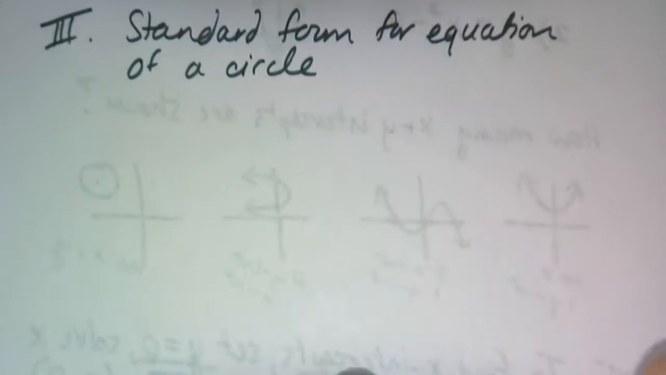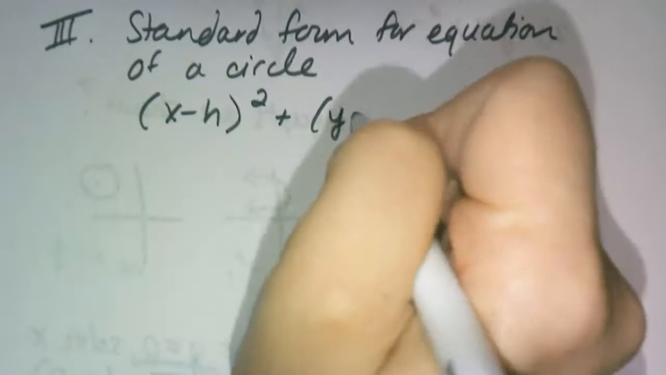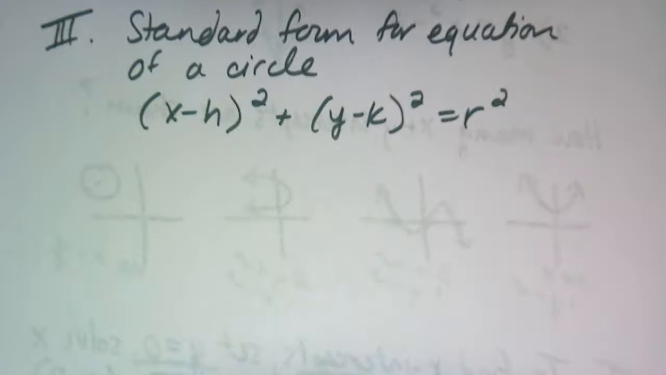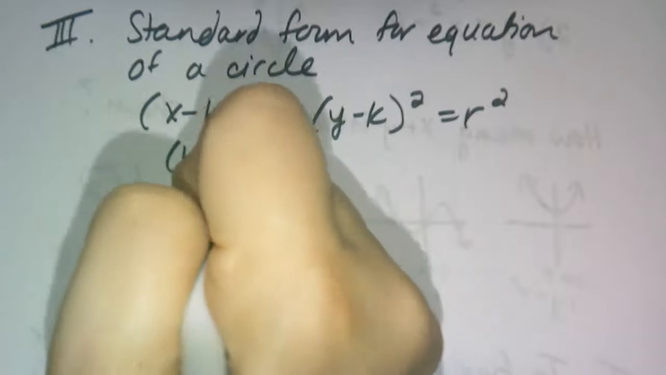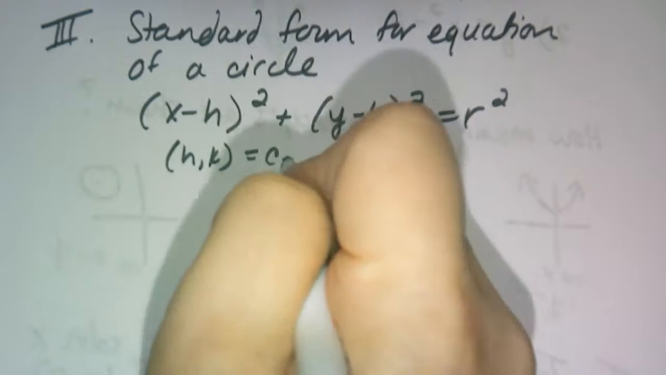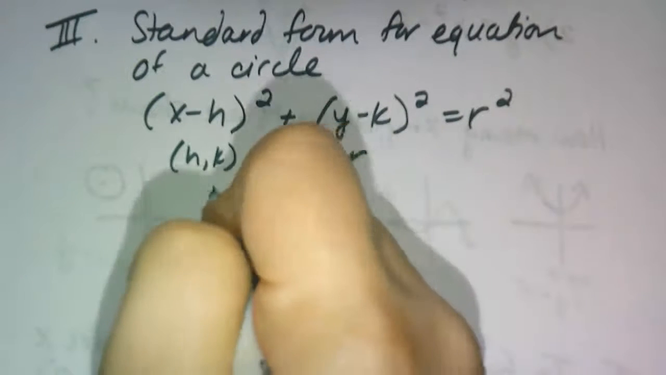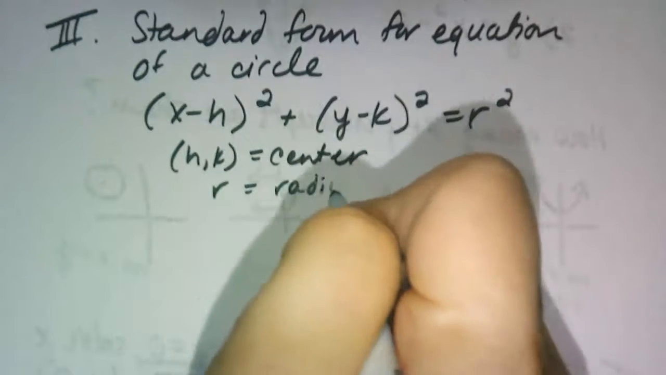We spent a lot of time on this last year. We did parabolas. Okay. If you don't remember what the standard form is, I'm going to write it out for you. X minus h squared, y minus k squared equals r squared. Anybody remember what the hk is? That's your center. Anybody remember what the r is since we're talking about a circle? Radius. Okay. So this is standard form.